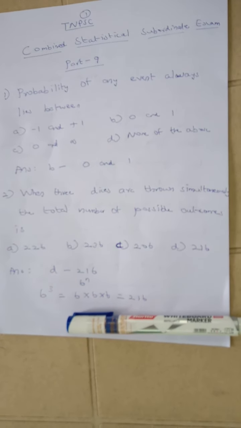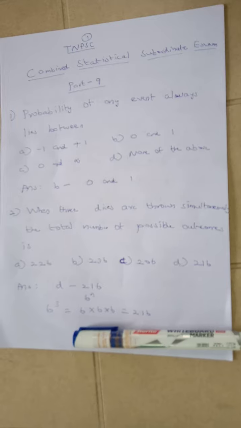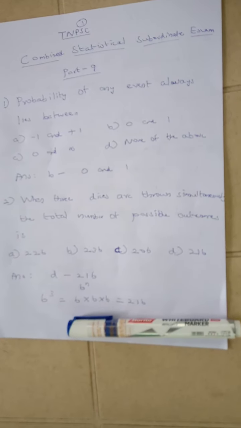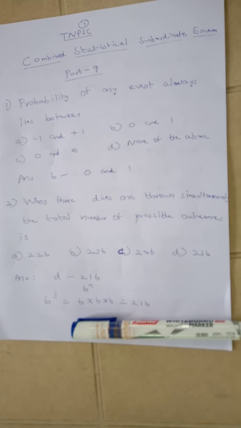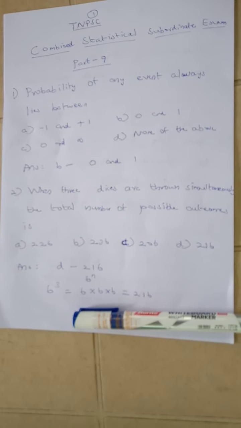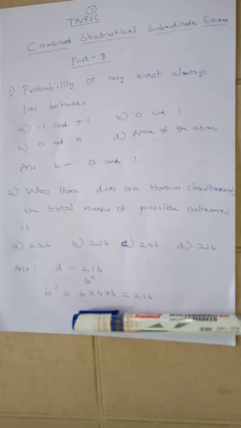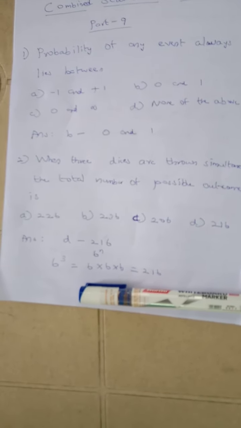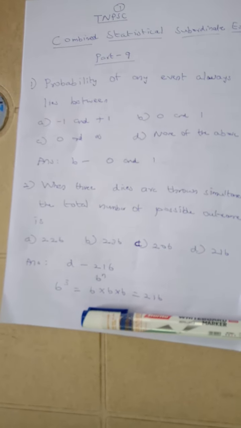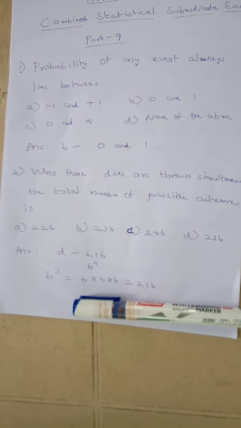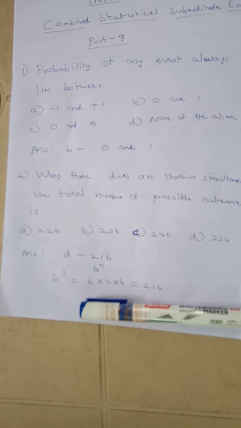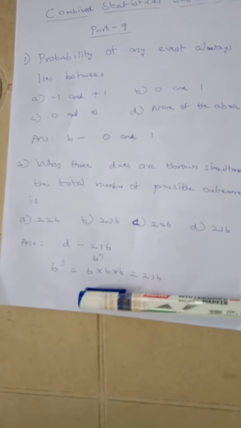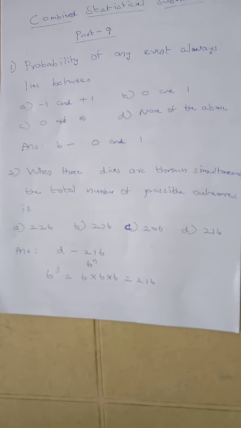Question number 2. When 3 dice are thrown simultaneously, the total number of possible outcomes is. So when we throw a die, the possible outcomes are 1, 2, 3, 4, 5, 6. Simultaneously we are throwing 3 dice. Generally, the total number of possible outcomes is 6 power n. So here we are throwing 3 dice. So 6 power 3, which is equal to 216. So the correct option is option D, 216. Let us move to question number 3.